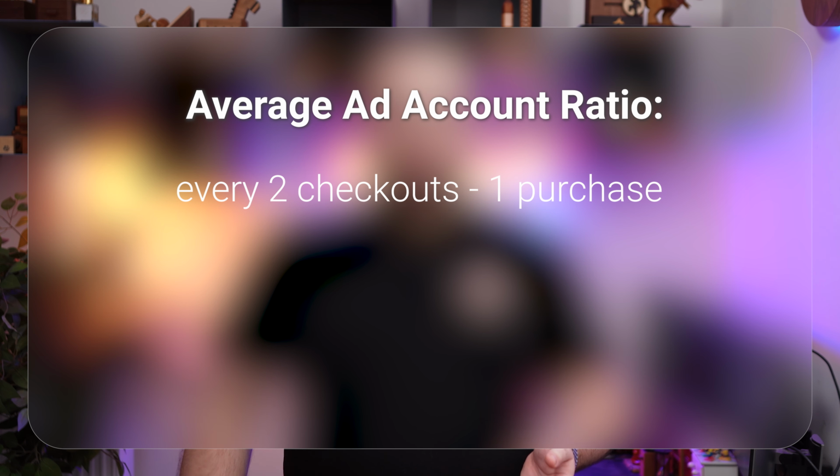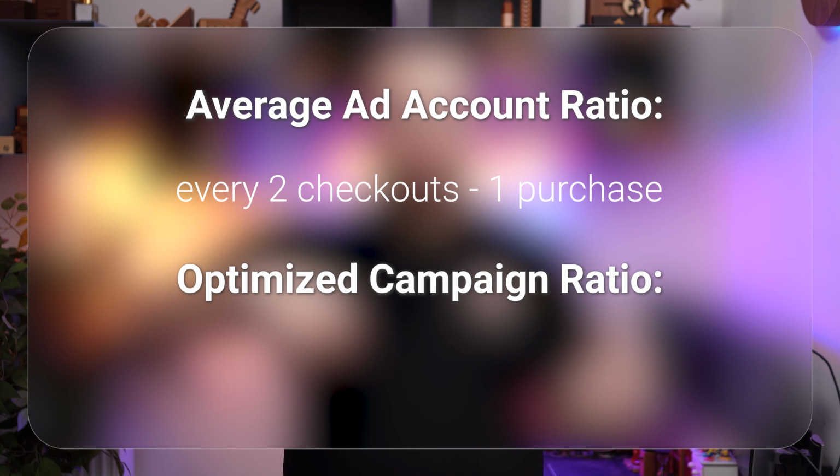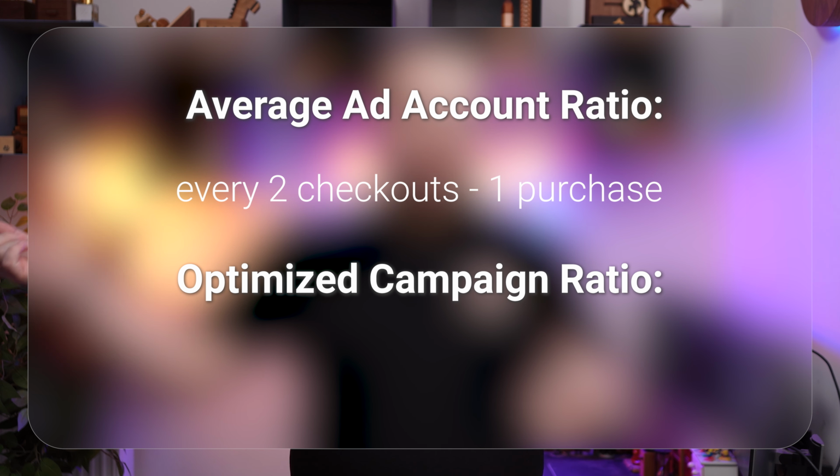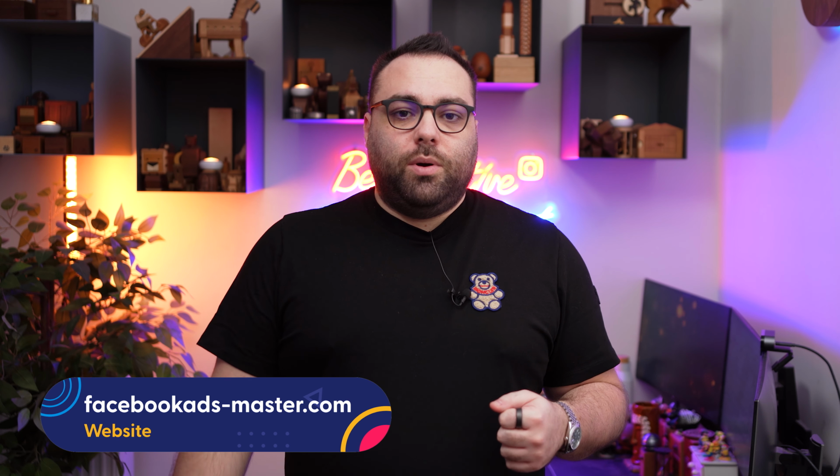There are rare cases where this is not the case, but we're not going to analyze them now because they're extremely rare. If you're seeing 2-to-1 checkouts on average in your ad account, and you go to optimize one of your campaigns and see 9 checkouts and 1 purchase, most probably you have to wait, because there's a sale which is delayed. Because of delayed reporting, it's going to be reported later.